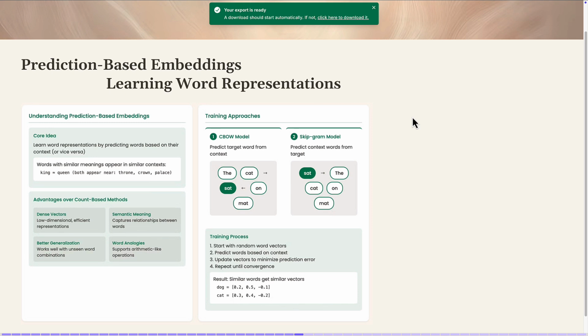The advantage over the count-based method is that we have dense vectors, we don't have zeros. We have semantic meaning, we can have better generalization of these vectors, and also word analogy supports arithmetic-like operations. For example, king plus woman equals queen. These vectors can usually be summed up, and they can give you another vector with some reasonable meaning. This is what we call word analogies, which support arithmetic-like operations. The training approach, now I give you the landscape, then we go into the details as we are used to.